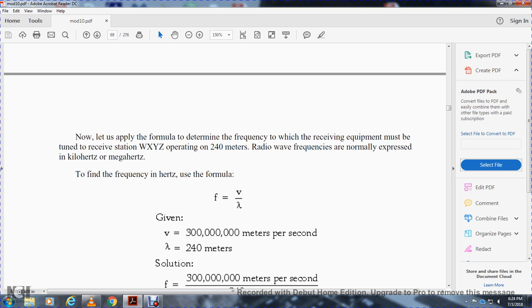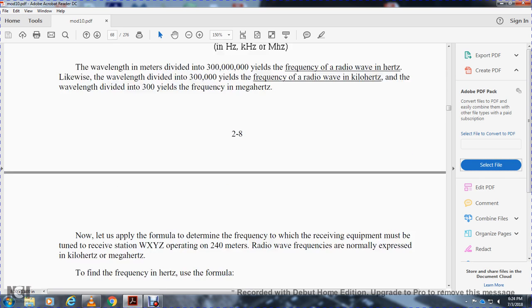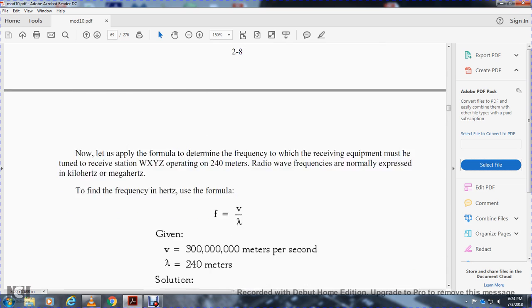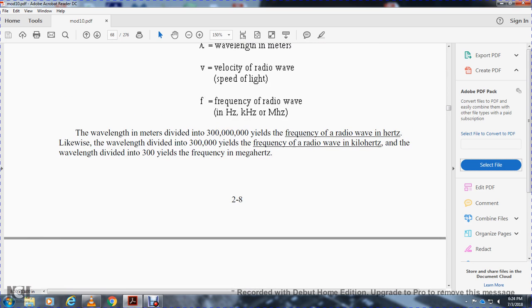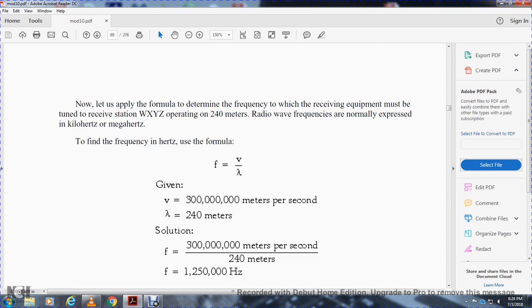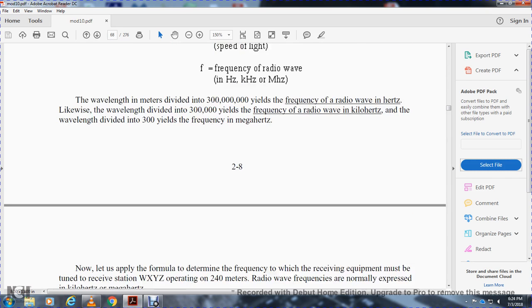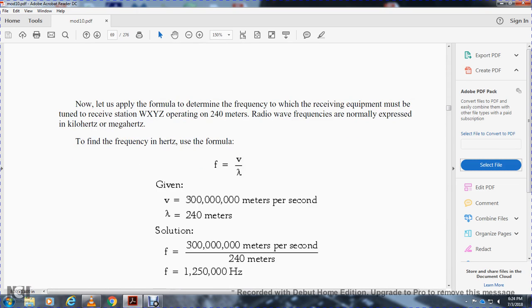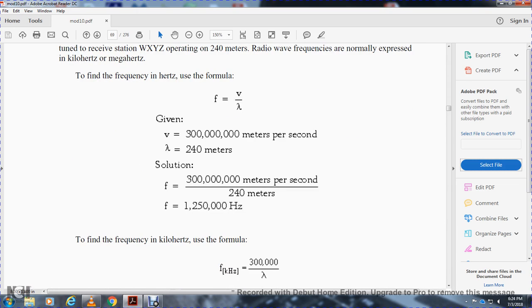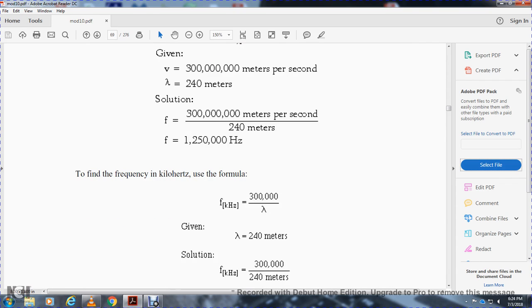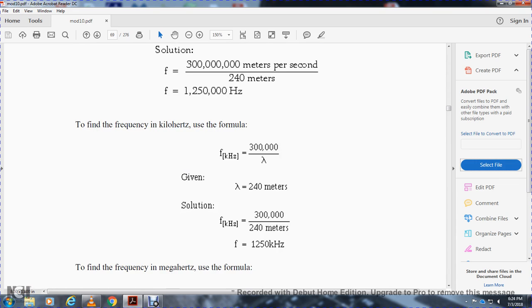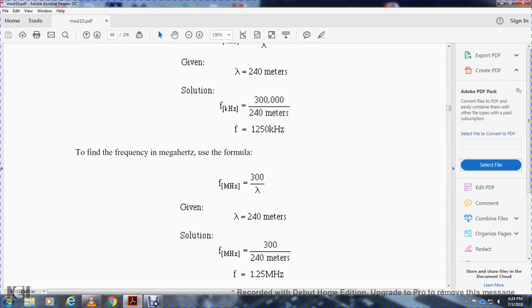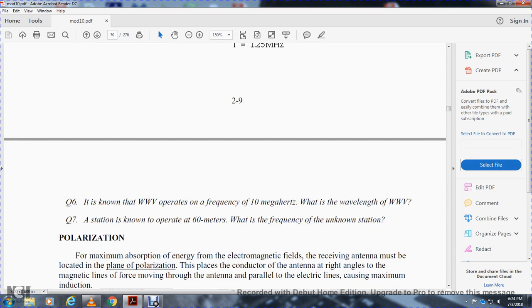The formula: frequency is equal to the velocity of the radio wave over the wavelength in meters. That equals 1,250 kilohertz. To find the frequency in kilohertz, you have 300,000 over 240 meters. The frequency will be 1,250 kilohertz, or 1.25 megahertz.